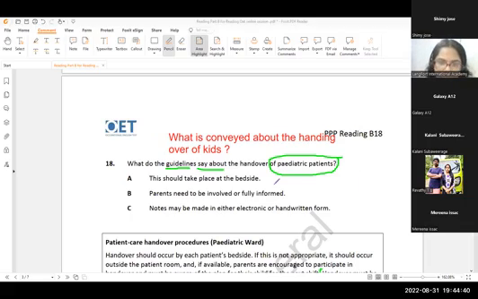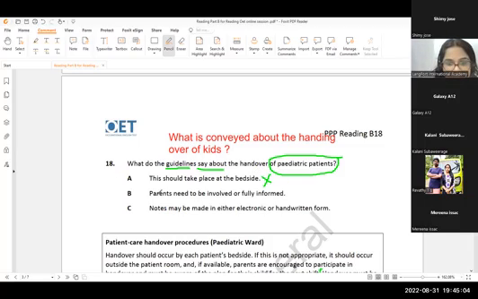This should take place at the bedside. Is that what they are saying? That this whole thing should only take place at the bedside? Can A be the answer? No, because you have another option as well, right? So they cannot say this should take place. No. Okay, all right. Next one.